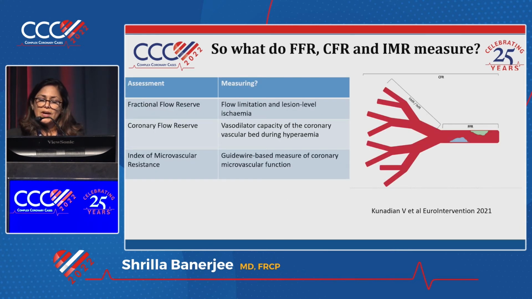So what do FFR, CFR and IMR measure? Well, you already know everything there is to know about FFR from my colleague, Dr. Alami, but fractional flow reserve shows flow limitation and lesion level ischemia, and looks at the epicardial stenoses. Coronary flow reserve is an assessment of vasodilator capacity of the coronary vascular bed during hyperemia. And the index of microvascular resistance, which is what we're interested in, is a guide wire-based measure of coronary microvascular function.